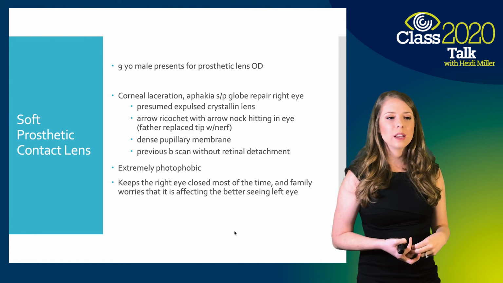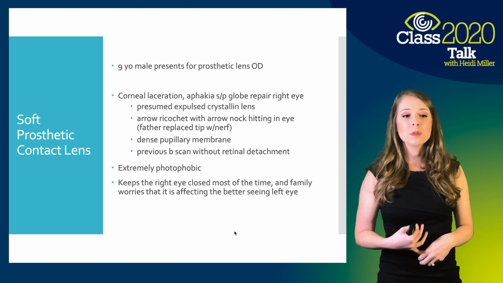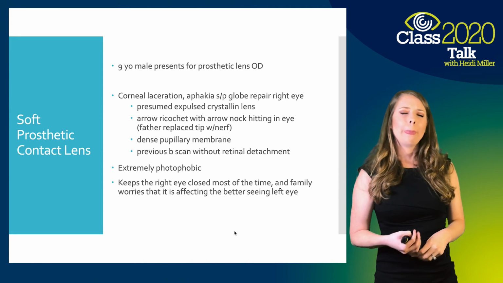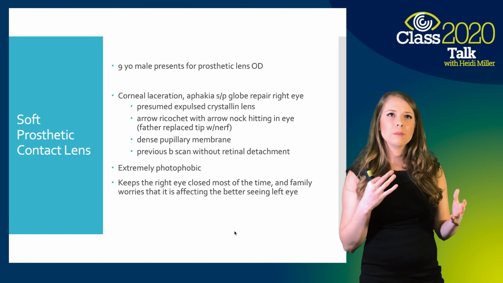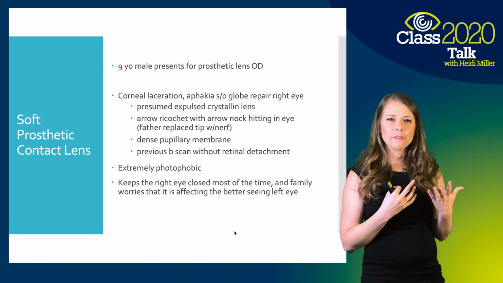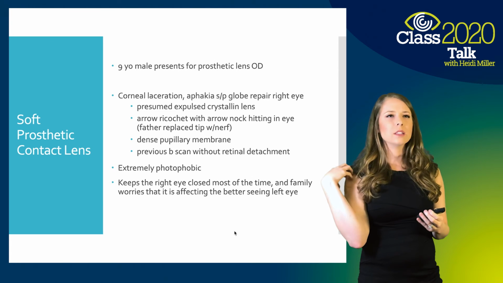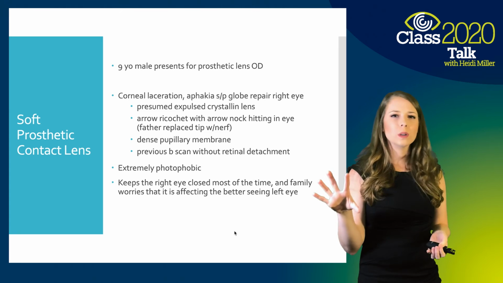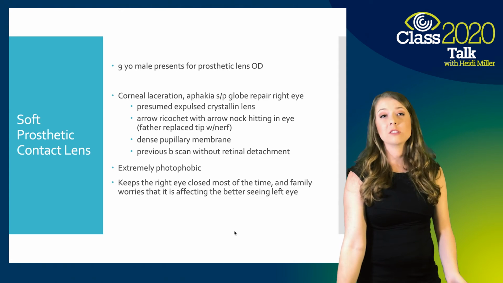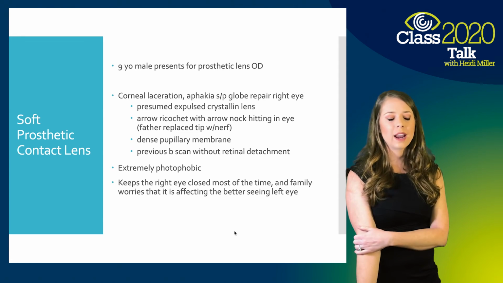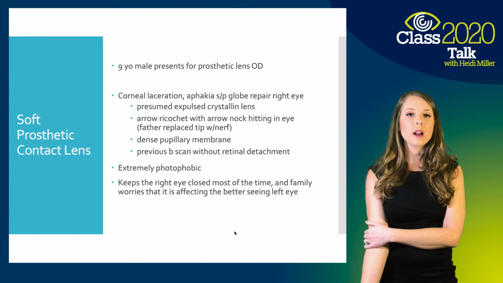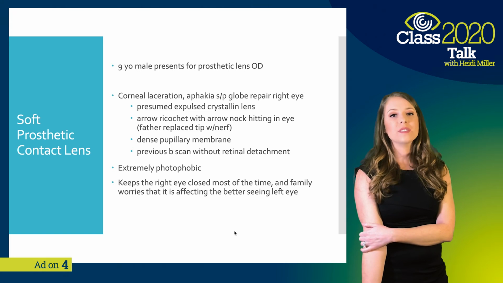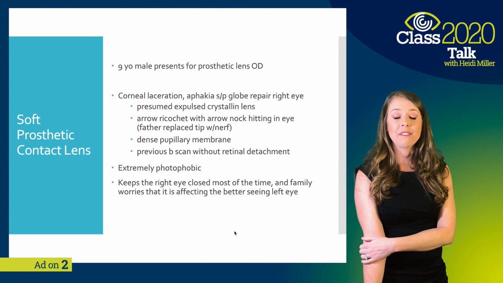The dad reported that he keeps his right eye closed most of the time, and they're worried that it's affecting his left eye. What they were most concerned about with the left eye was that because he's closing his right eye so much, he was still squinting in the left eye, and they felt that he just wasn't really seeing well altogether because of being so distracted by the photophobia of the right eye. So the goal was to fit him with a prosthetic lens for cosmesis, and also to help with some of that light sensitivity that he was having from the trauma.